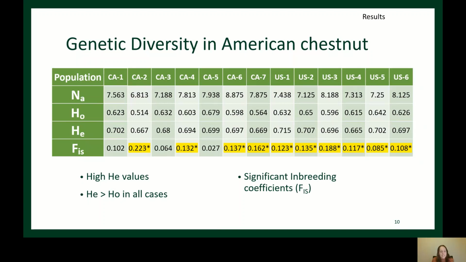So here is a table of our standard measures of genetic diversity with the populations represented in each column for the average number of alleles per locus, NA, the observed and expected heterozygosity, HO and HE, respectively, and the inbreeding coefficient, FIS. So at first glance, we can notice that there are high values of expected heterozygosity, but that expected heterozygosity is larger than the observed heterozygosity in all cases. So this slight deficiency in homozygotes is leading to significant inbreeding coefficients in all but 3 populations.